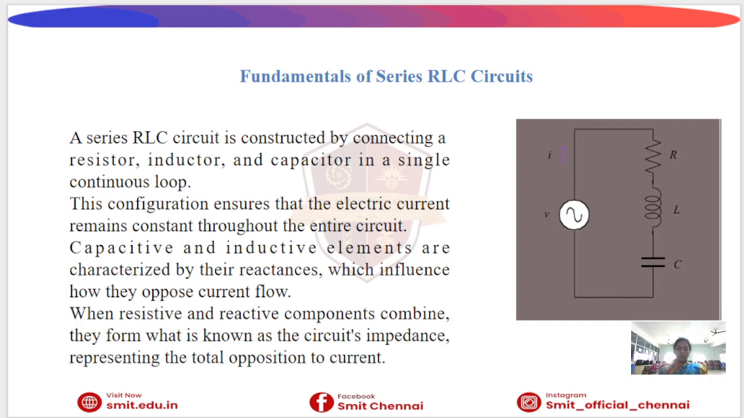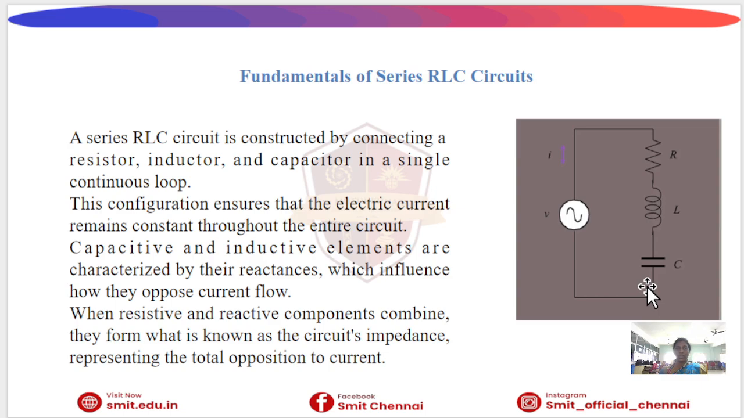Next one is the fundamentals of the series RLC circuit. In a series RLC circuit, the resistor, inductor, and capacitor are connected in a single loop. See this diagram. This R, L, C are connected in a single loop. Each component opposes the flow of current in a different way. So let me explain one by one. The resistor opposes the current by its resistance, the inductor opposes the change in current using the inductive reactance, that is XL, and the capacitor opposes the voltage change using capacitive reactance, that is XC.